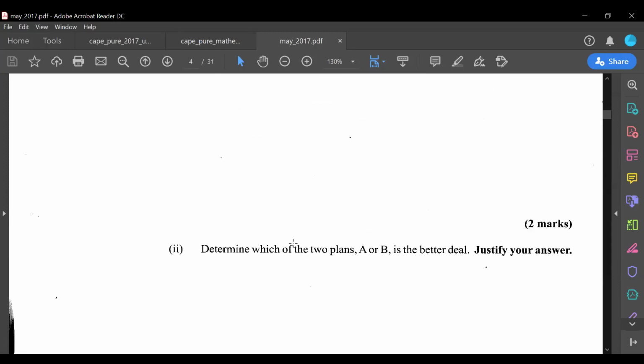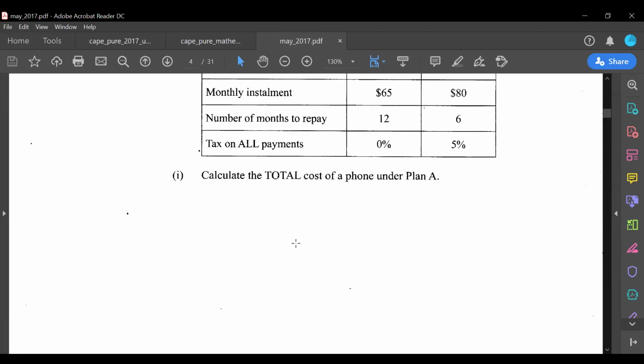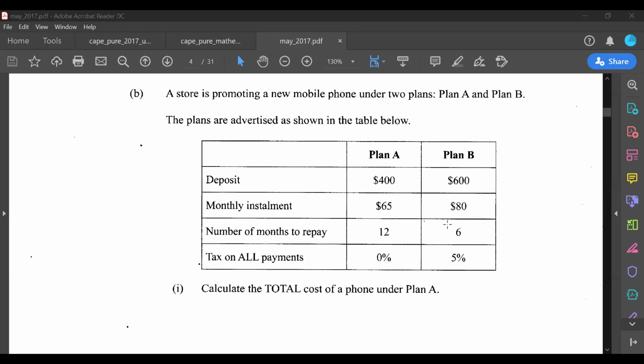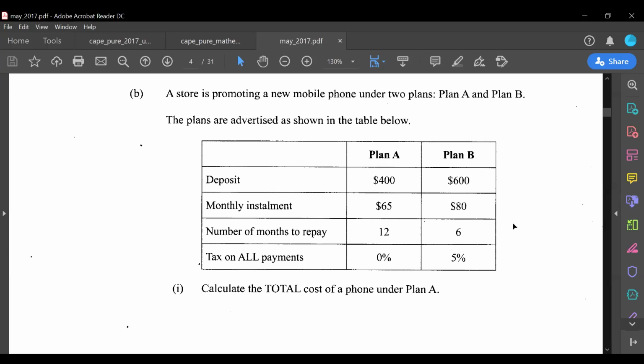I'm going to try it over. Okay. 5% tax on all payments. Oh, I know where I went wrong. I got 1,082.16 for plan B. Plan B, I get 1,104. 1,104? Yeah. Okay, so 1,128 was the closest answer to the solution.